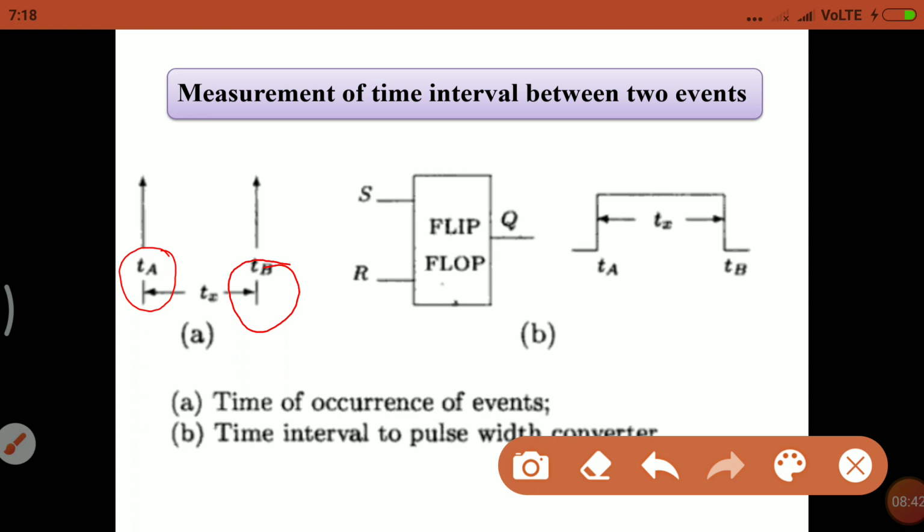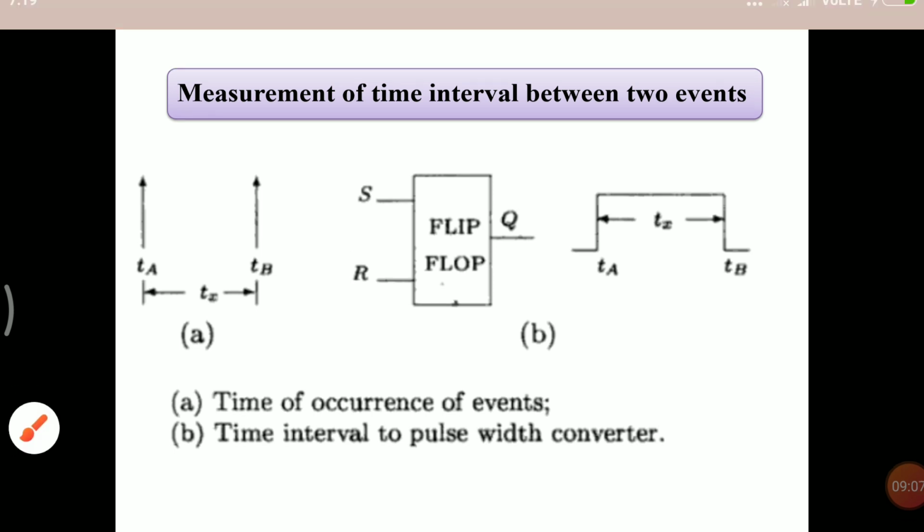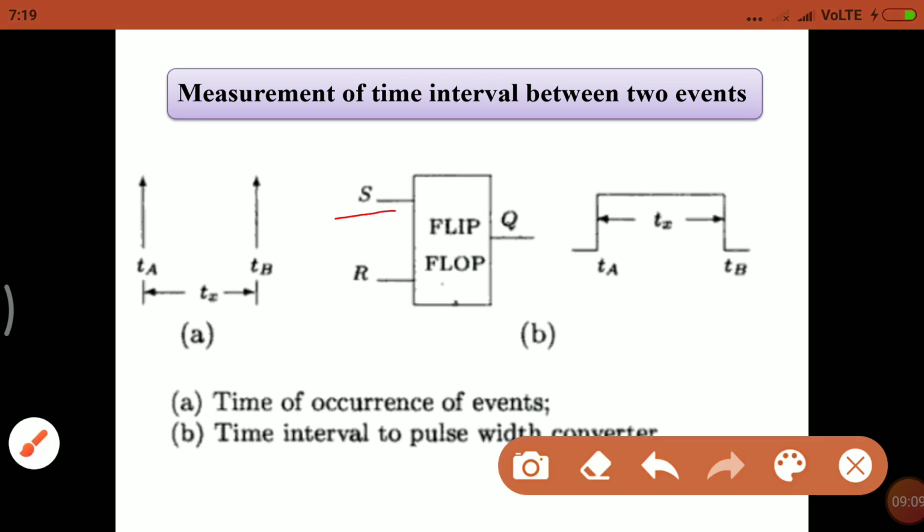using the flip-flop circuit. If you see the flip-flop circuit, it consists of two inputs S and R, and Q is the output. S is nothing but set, R is nothing but reset, and Q is the output of the circuit. So at the starting, when the first event occurs, that is TA occurs, S is activated, that is the flip-flop is set.